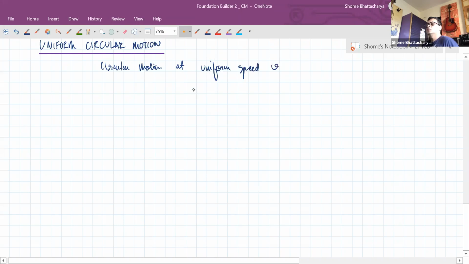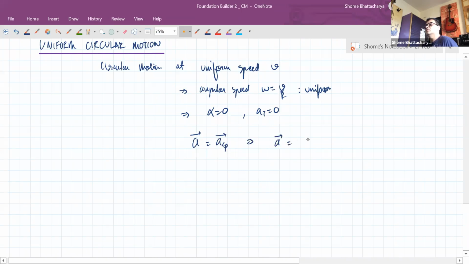v. So that also means that angular speed omega is also uniform. So that also means that angular acceleration is zero, tangential acceleration is zero. So the net acceleration is nothing but the centripetal acceleration, or the net acceleration is minus omega square r cap, or minus v square by capital R.